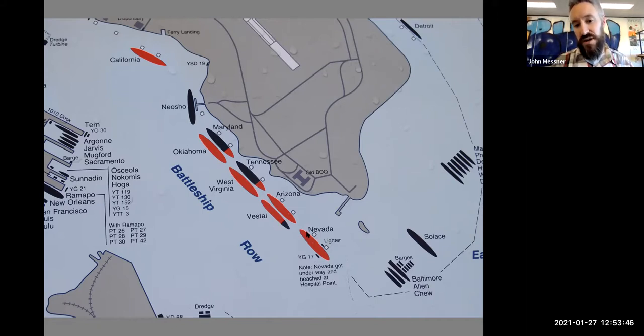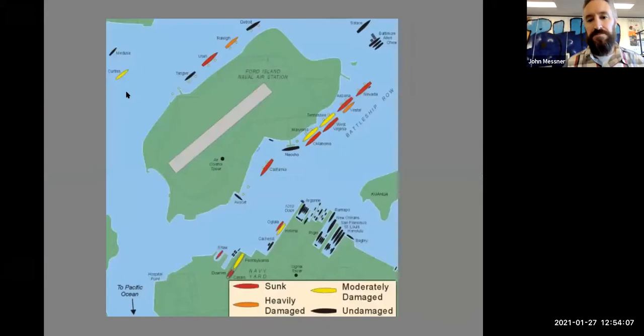The Nevada was right here. Then this is the Arizona. This is the Vestal, which they were able to bring up after it was partially sunk and repair. West Virginia, it flipped over and rolled over. Oklahoma, utterly destroyed. And Tennessee and Maryland, Neosho, made it out, not necessarily unscathed, but not as bad. And then California sunk too.